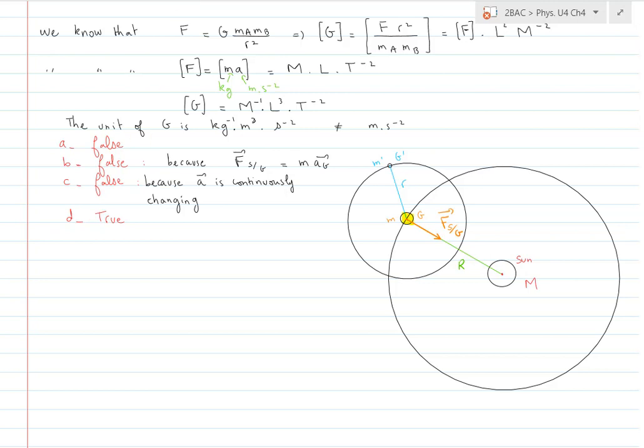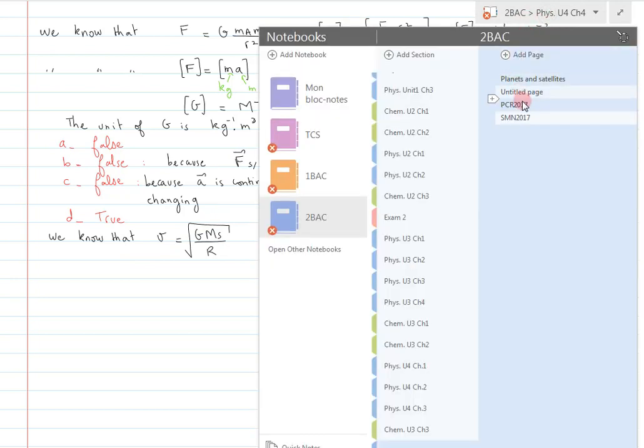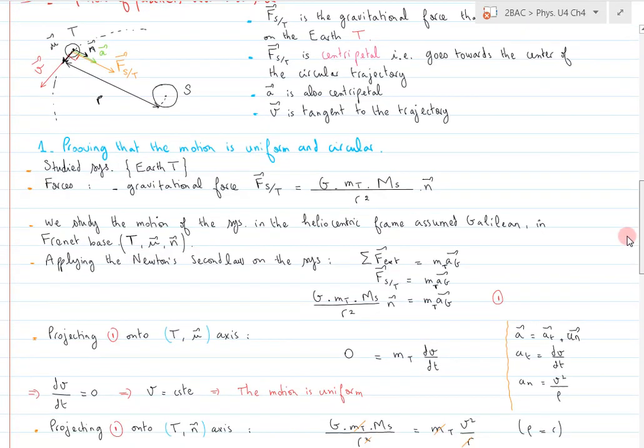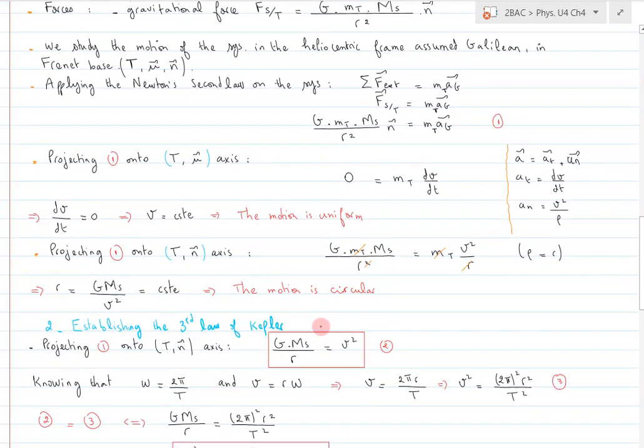we know that, so this is from the course, V is equal to the square root of G Ms over R. If you want, you can go back to the course. I have done a separate video of the course, and here we can see, yes, V square is equal to G Ms over R.